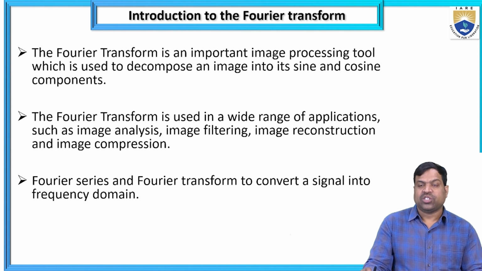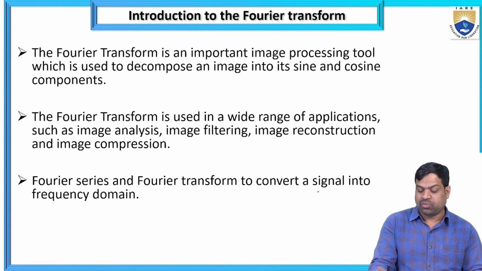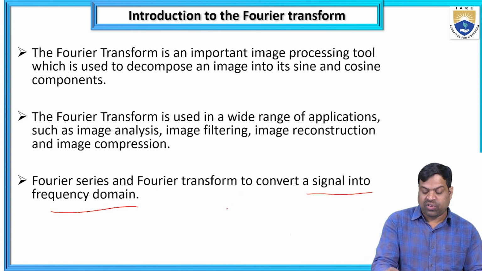So the Fourier transform is an important image processing tool which is used to decompose an image into its sine and cosine components. The Fourier transform is used in a wide range of applications such as image analysis, image filtering, image reconstruction and image compression. So the Fourier series and Fourier transform convert a signal into the frequency domain.